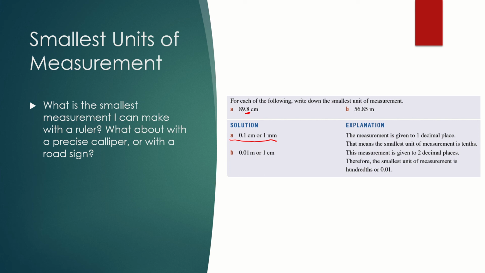For question B, we now have 56.85 metres. Now we have 2 decimal places, and therefore the smallest unit of measurement is going to come from this last decimal place. The smallest unit of measurement now is going to be 0.01 metres or 1 centimetre. That's the way we work out the smallest unit of measurement. It's simply the last decimal place or the smallest division on our measuring instrument.